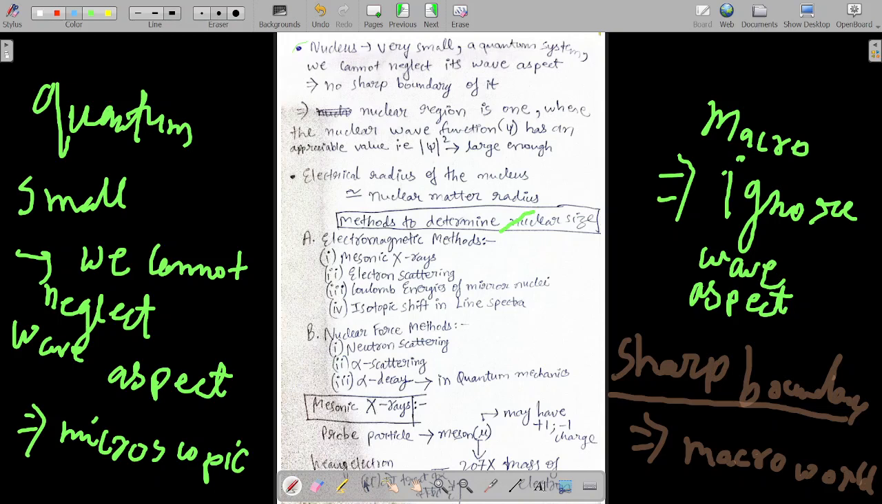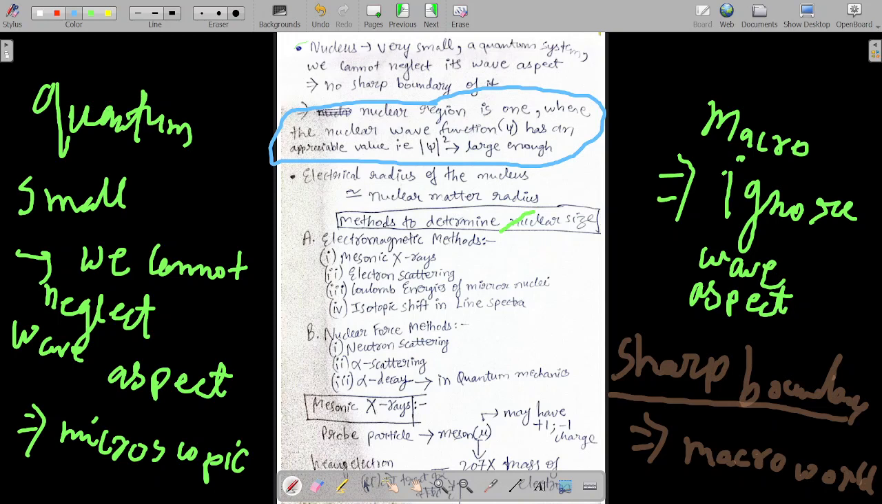Okay, so there is no sharp boundary of it, because it is a quantum mechanical system. So the nuclear region is the one where the nuclear wave function psi has an appreciable value. Okay, so how will you define the nuclear region then? The nuclear region is the one where the nuclear wave function psi has an appreciable value. Now I had told you that the wave function psi denotes the square root of the probability of finding a particle.